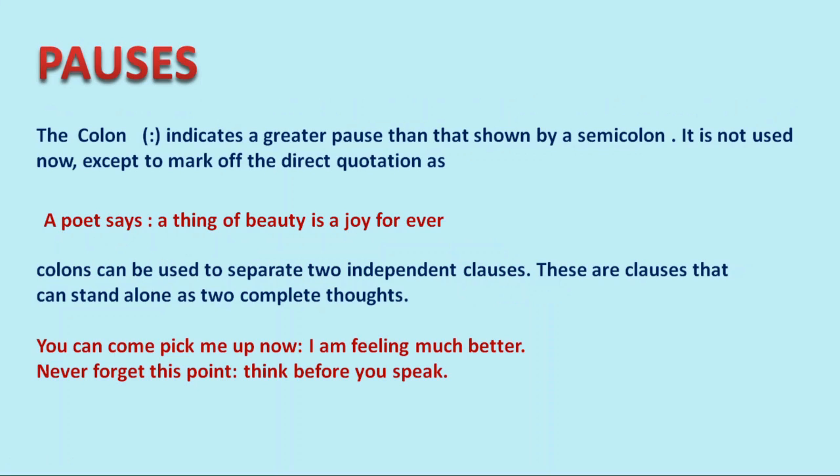The next punctuation mark is the colon. It indicates a greater pause than that shown by a semicolon. It is not used now, except to mark off a direct quotation. For example, a poet says: a thing of beauty is a joy forever. So, in these types of sentences, we use a colon. To mark any direct quotations, we use a colon.